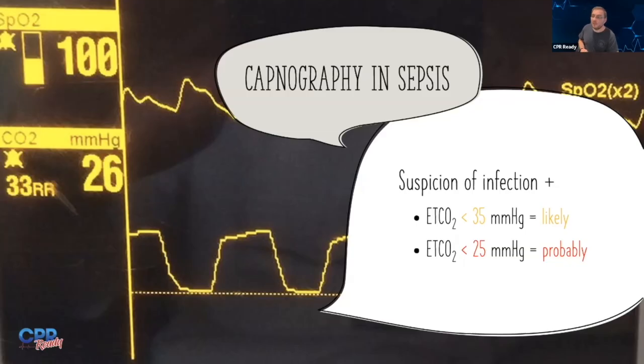So the data is pretty strong about this. Anytime you have a suspicion of infection, say a patient with a suspected UTI or pneumonia, and you have them on your capnography: if the end tidal CO2 is less than 35 and you have a suspicion of infection, it's likely sepsis. And statistically, if it's less than 25, it's probably or almost definitely sepsis. Now, remember, people can have multiple problems at once, but this is really a clue for your patients that are in true sepsis and at high risk.